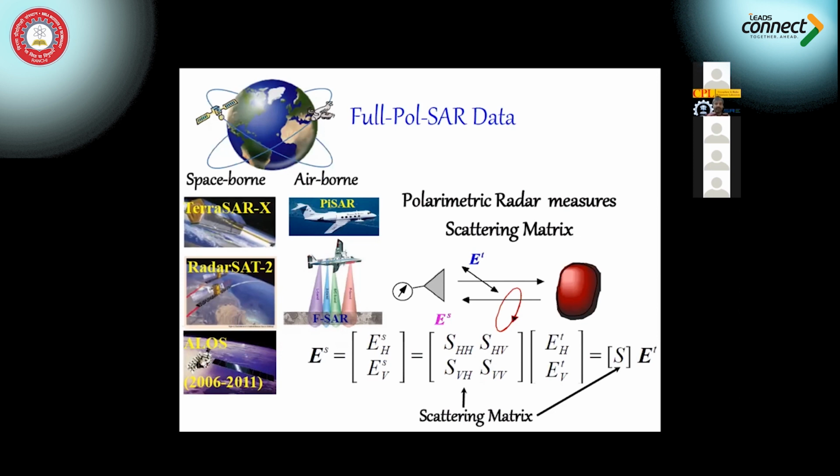And another is ALOS, which worked from 2006 to 2011, and from 2014 onwards, ALOS-2 or PALSAR-2 is there, which is also giving good images in L-band. So we don't have at present in space any multi-frequency SAR system with multiple polarization capability.